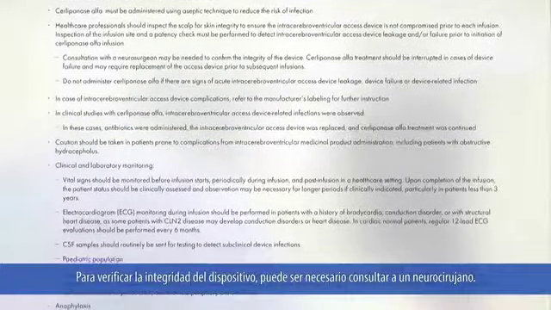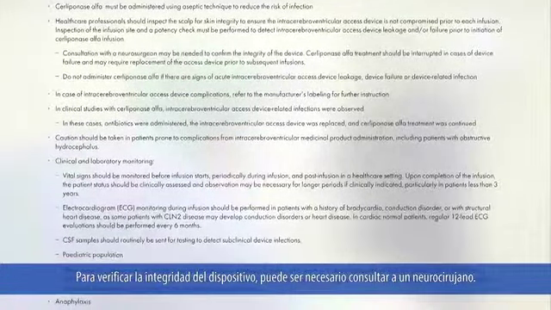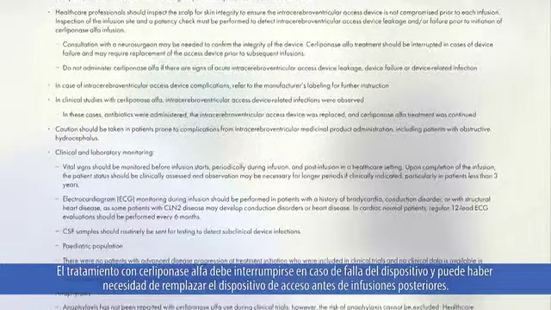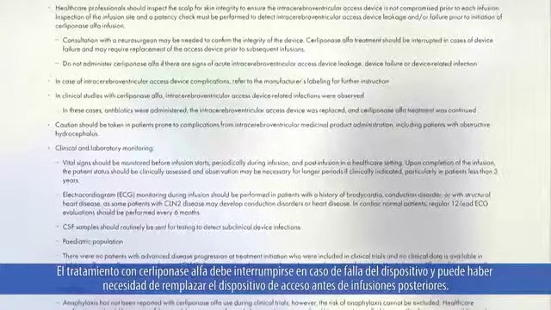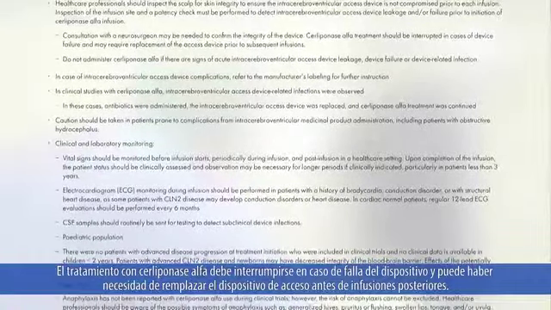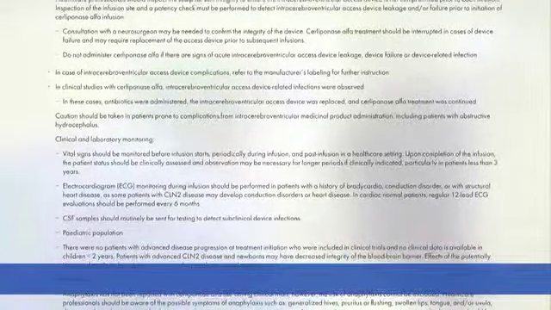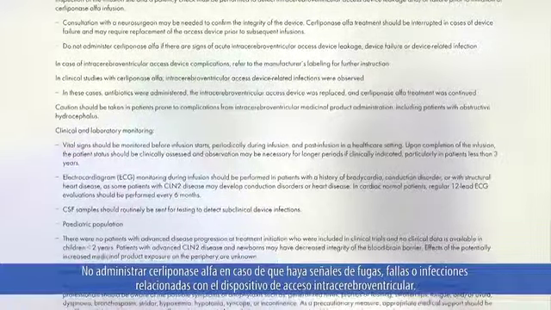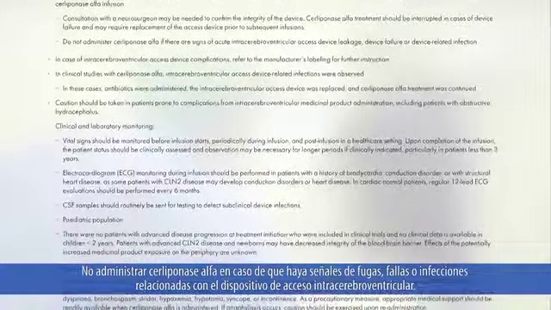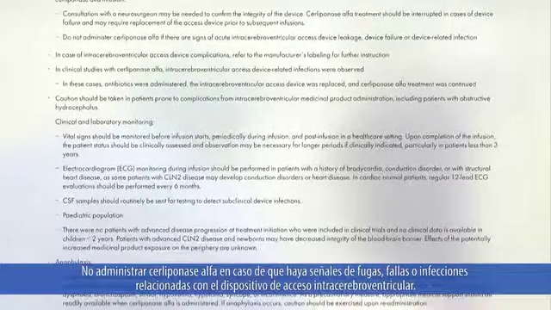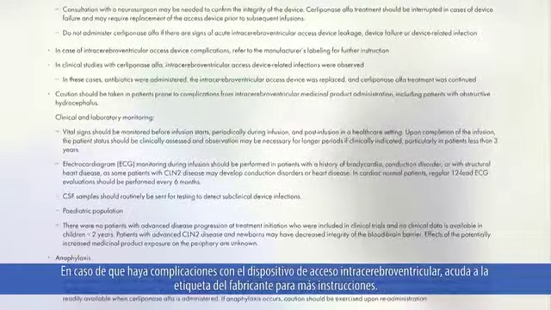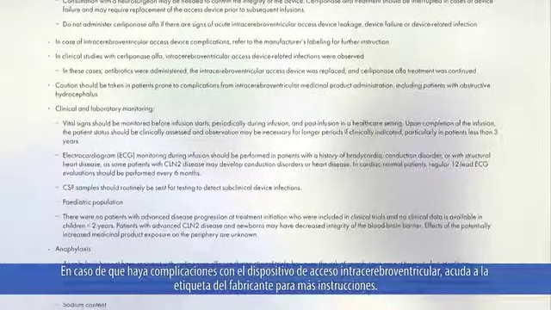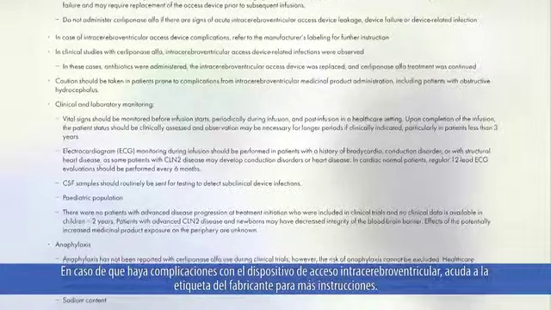Consultation with a neurosurgeon may be needed to confirm the integrity of the device. Solipinase alpha treatment should be interrupted in cases of device failure and may require replacement of the access device prior to subsequent infusions. Do not administer solipinase alpha if there are signs of acute intracerebroventricular access device leakage, device failure, or device-related infection. In case of intracerebroventricular access device complications, refer to the manufacturer's labeling for further instruction.